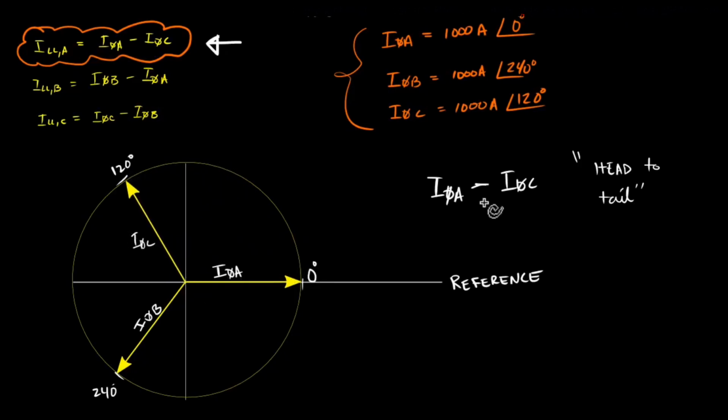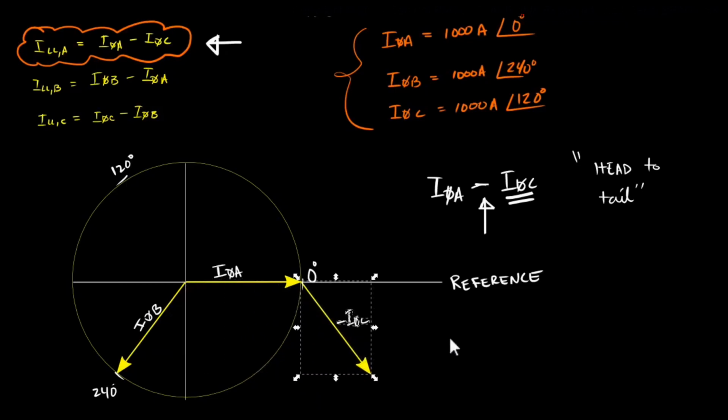Because there's a minus sign associated with phase C current, we have to pick up phase C current and rotate it 180 degrees. So phase C current becomes like this. This phasor here is negative phase C current. Now let's pick this up again and connect it to the head of phase A current, like that. The resultant vector starts from the origin and ends at the head of negative phase C current. Notice that the resultant vector is a lot longer now, and it represents phase A current minus phase C current.